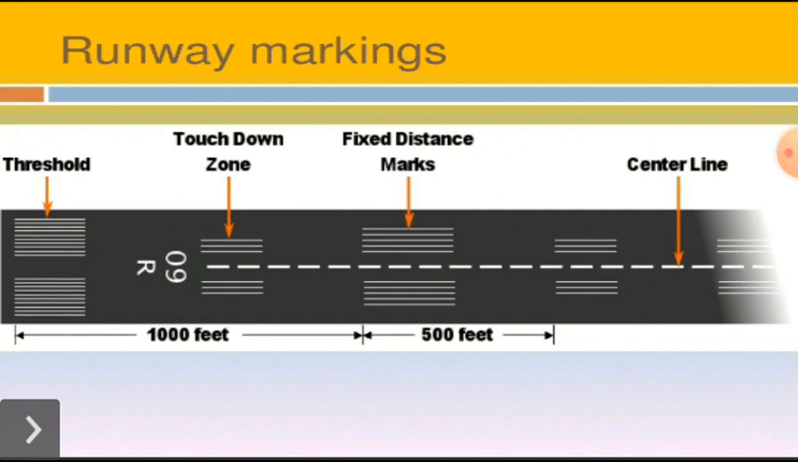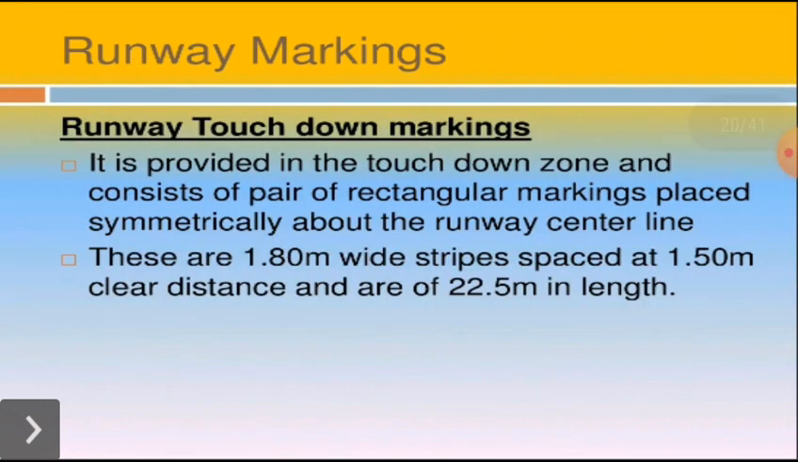The figure shows the touchdown marking, centerline marking and the threshold marking of the runway. Next, runway touchdown marking. It is provided in the touchdown zone and consists of pairs of rectangular markings placed symmetrically about the runway centerline. These are 1.8 meter wide strips spaced at 1.5 meter clear distance and are 22.5 meter in length.